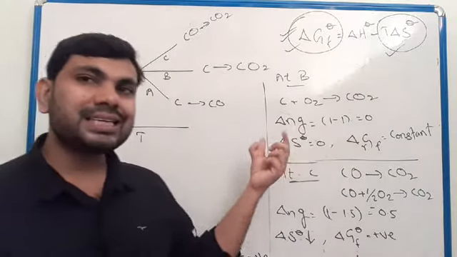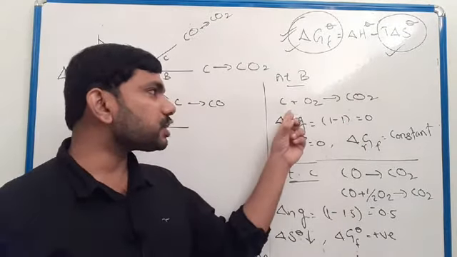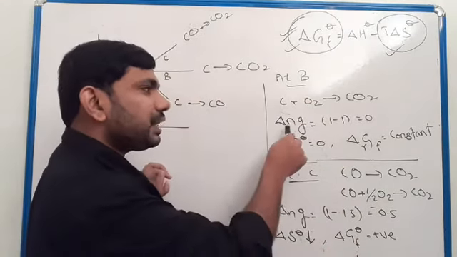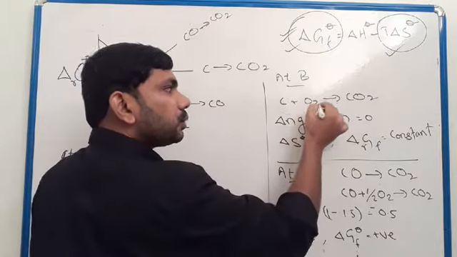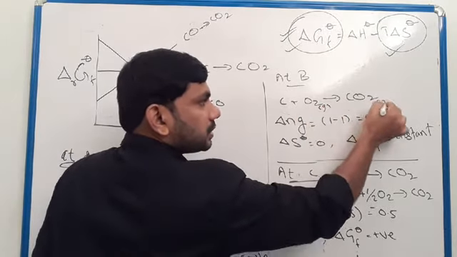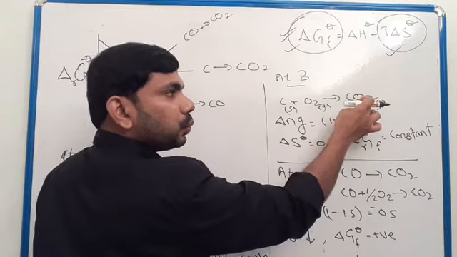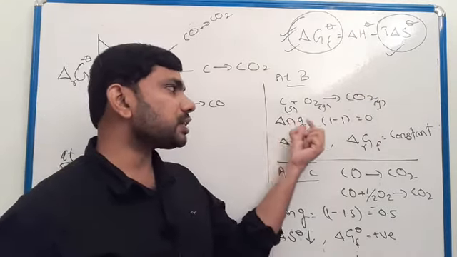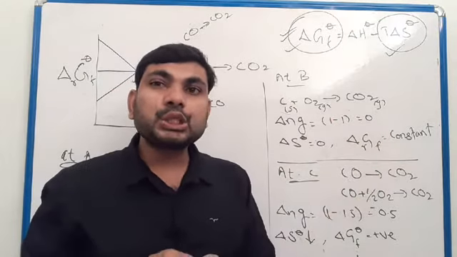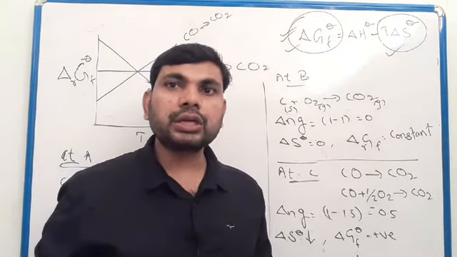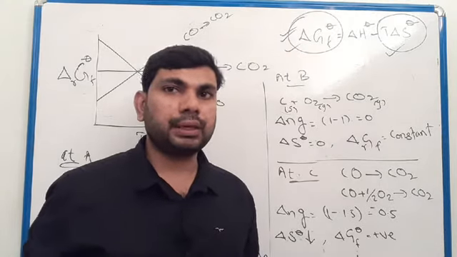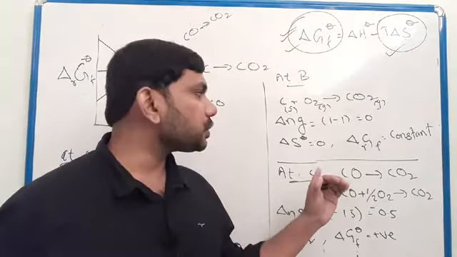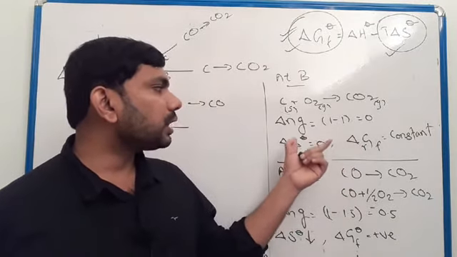Similarly we can find the change in number of moles of gas. Here carbon is solid, oxygen is gaseous, carbon dioxide is gaseous. So here is one gaseous molecule, and here also one gaseous molecule. So the change in number of moles of gaseous molecules will be 0. So there is no change in entropy. Change in entropy is constant. So with temperature there is no variation.